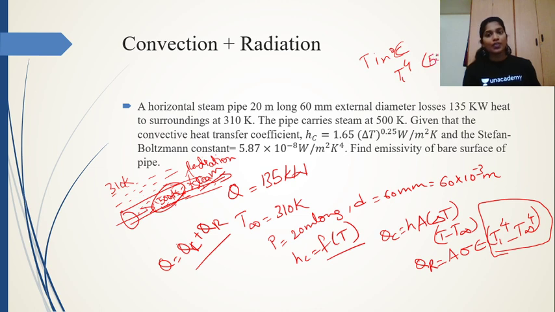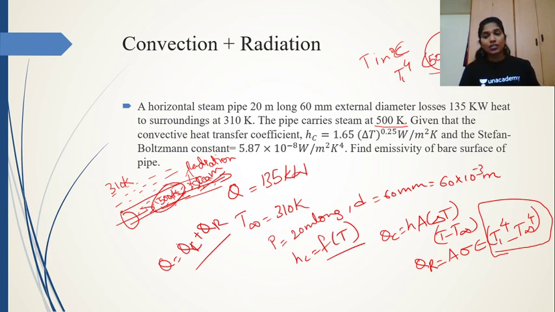If we have 500 degrees centigrade, then what should you take? 500 plus 273 power 4. This is what you should take. But as here we already have these temperatures in Kelvin scale, there is no need of converting into Kelvin scale. Okay.